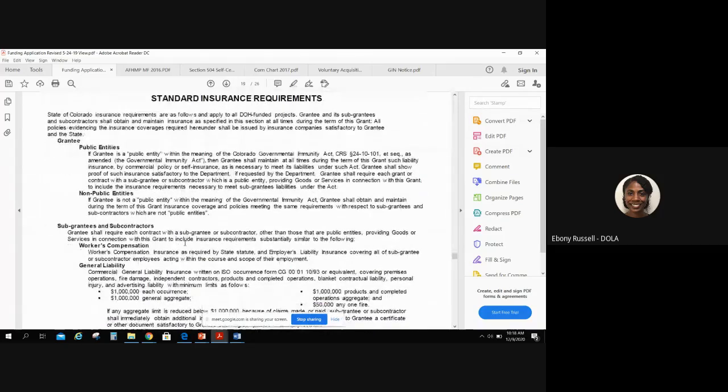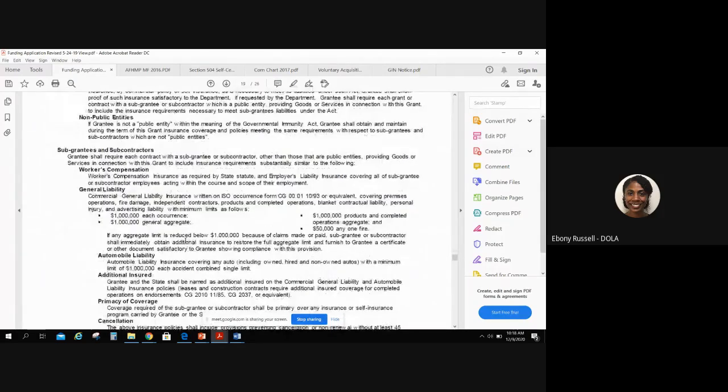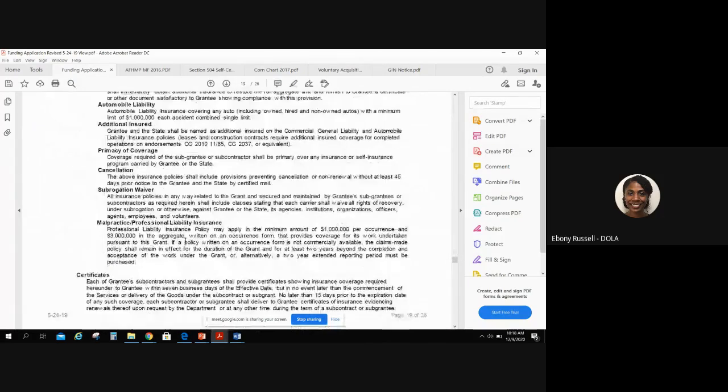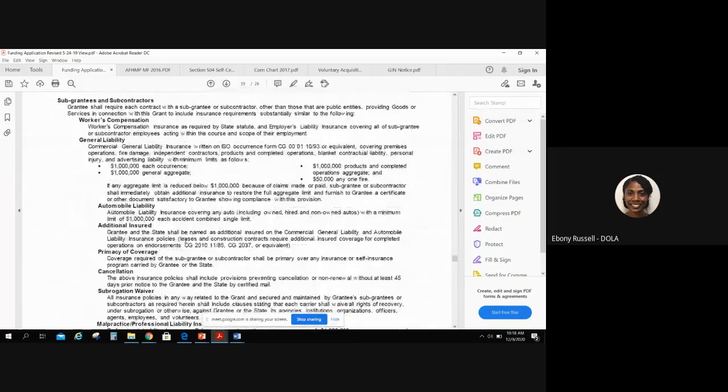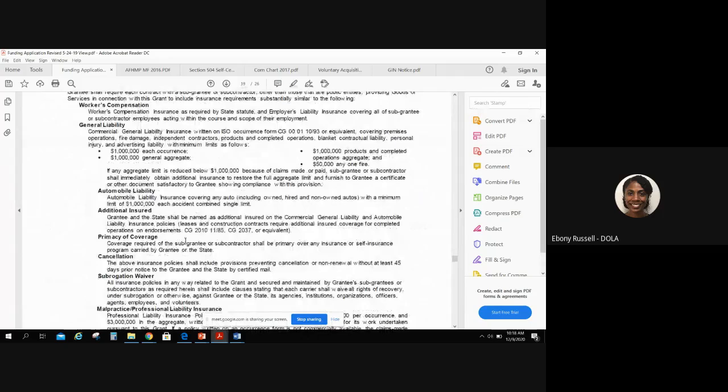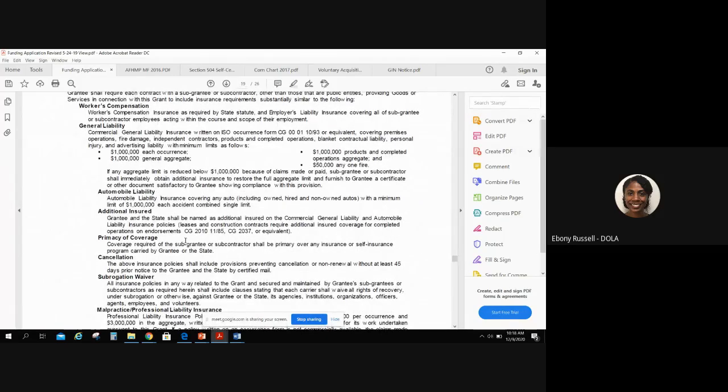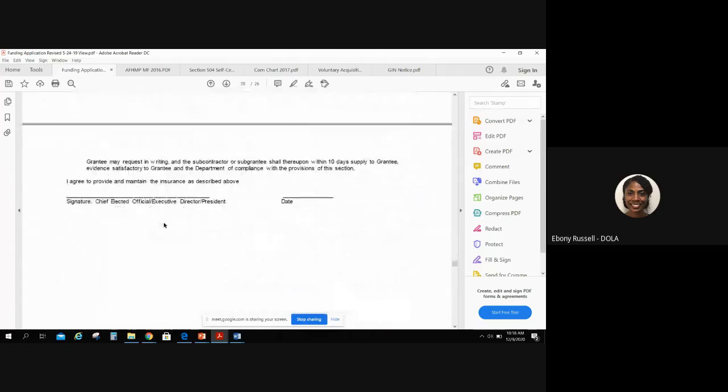If you ever have any questions about what your insurance requirements are for your funded projects, this is a list of what's required. And you signing this form says that you will obtain all of these insurances for the project.